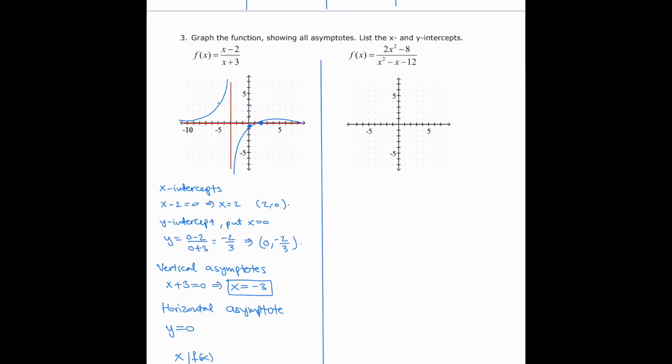Section 5.6, question number 3, second one. We need to graph the rational function. So the first step to graph a rational function is to find the vertical and horizontal asymptotes.